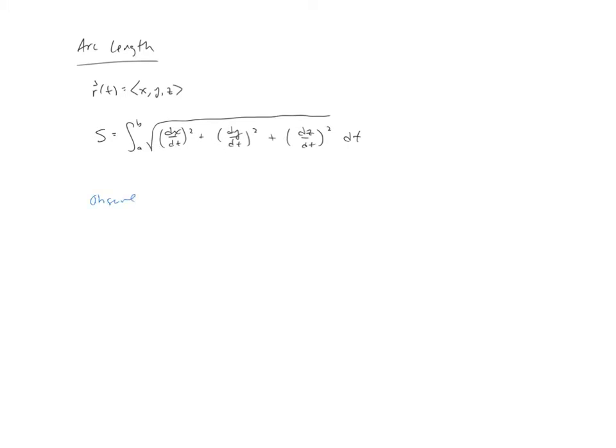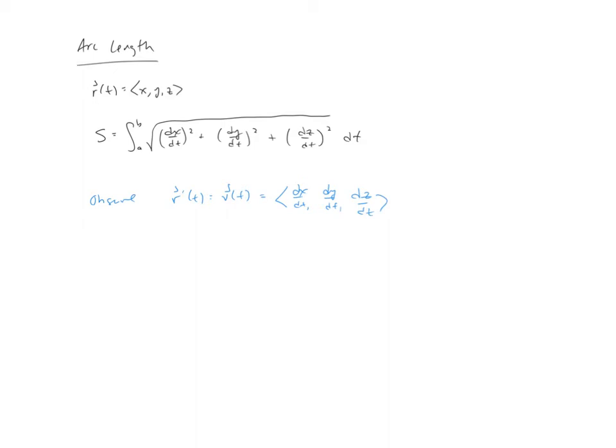So if we observe that r'(t), which is equal to v(t), is going to be dx/dt, dy/dt, and dz/dt. So all I've done there is take the derivative of this, and we know that we go component by component, so derivative of x with respect to t, y with respect to t, and z with respect to t. And we've also noted now that this is the velocity vector since it's the derivative of the position vector.